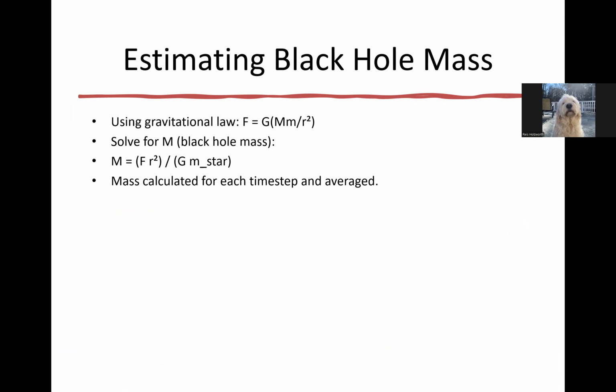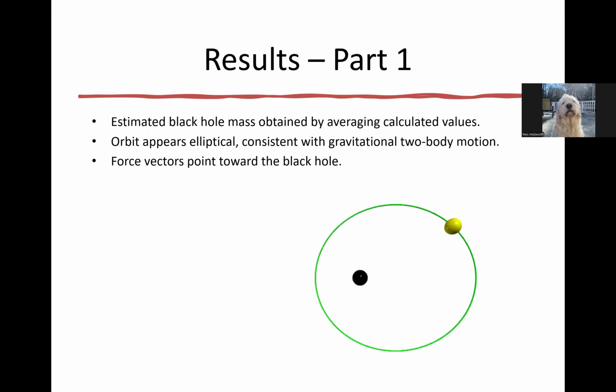There's a whole explanation down here. To estimate the black hole's mass, we use the gravitational law. We solve for the black hole's mass M, given that we have the star's mass, and then we calculate it for each time step and average.